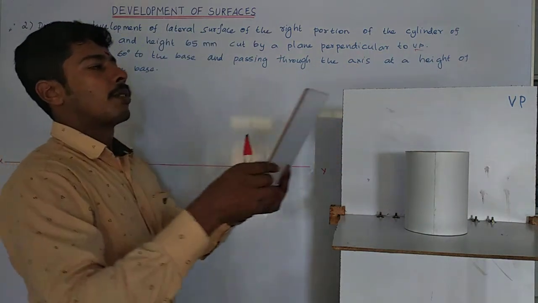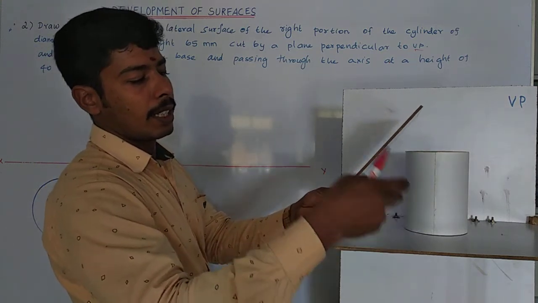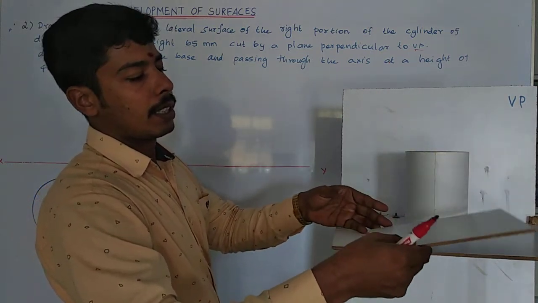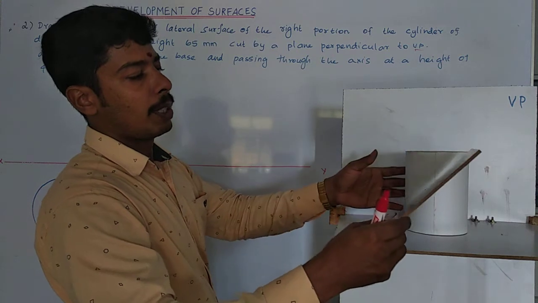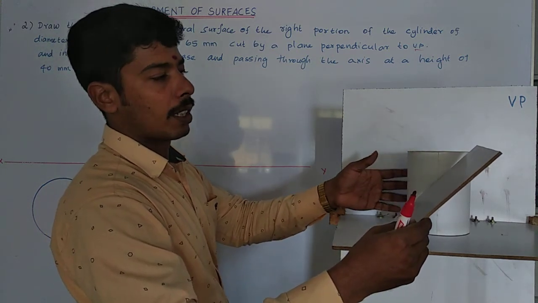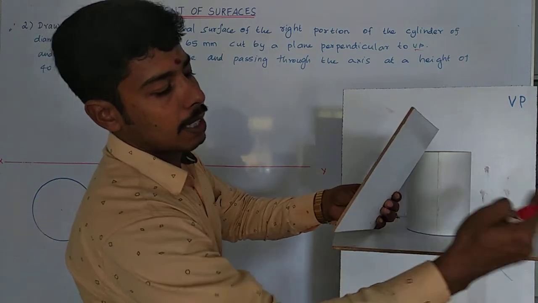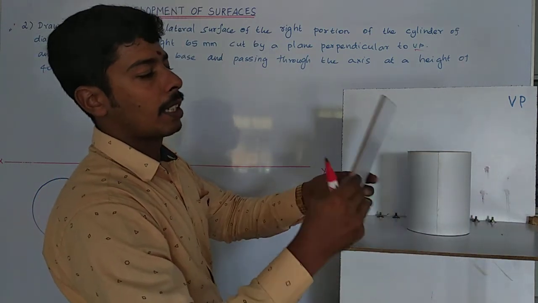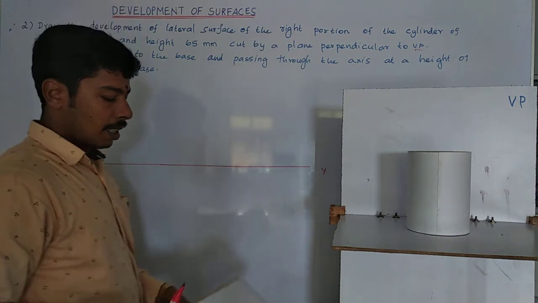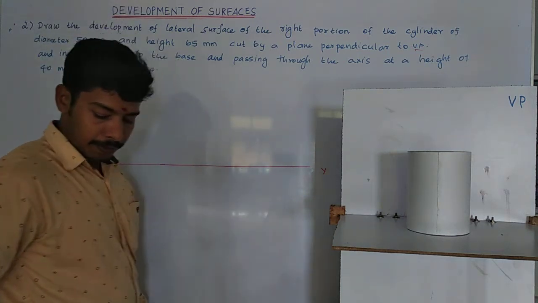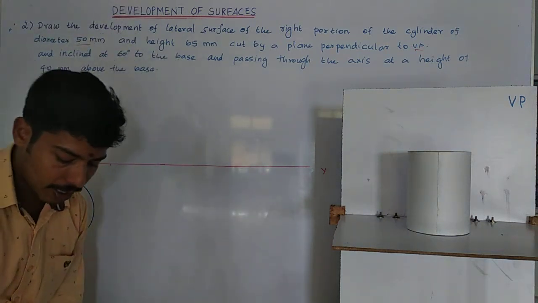Therefore, the front view becomes a straight line, and it is inclined to the HP and perpendicular to VP. It is going to cut this cylinder, and we have to draw the development of the right portion. After sectioning the right portion, we are going to develop it in this problem. Okay, how to draw this?